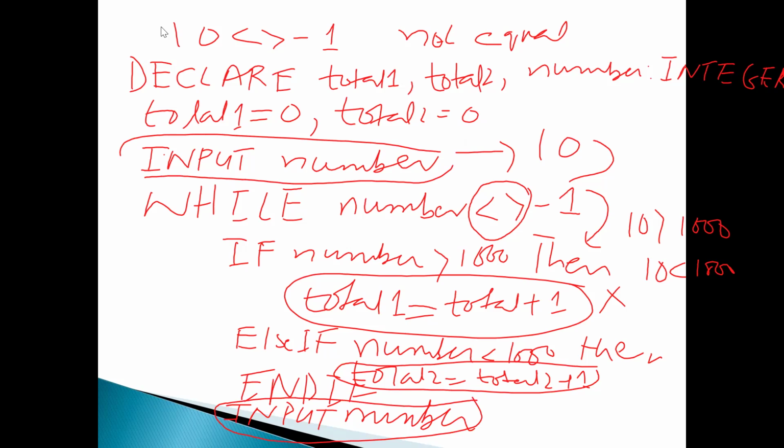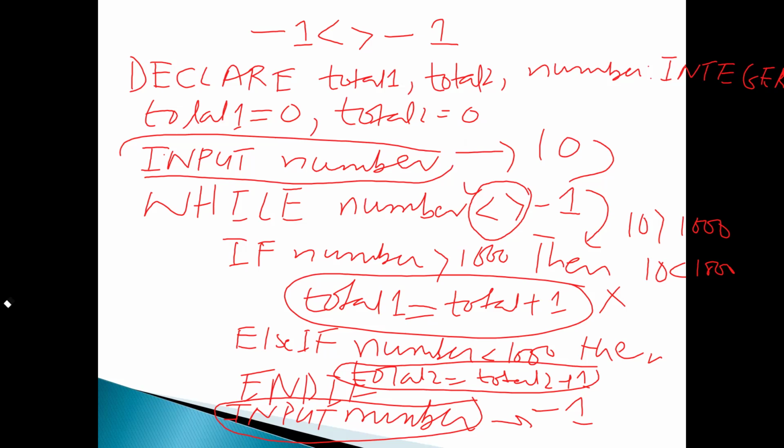Okay. If I give here minus one, this condition will be checked here. Minus one not equal to minus one. Is this condition true or false? False. So the while loop will terminate when the condition becomes false. Okay? If I give input minus one. But let me show you the clear program.